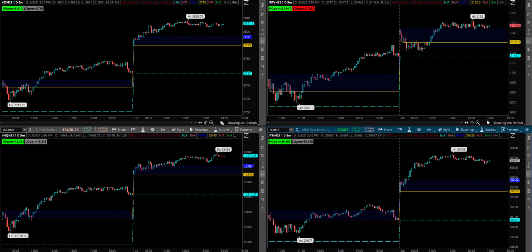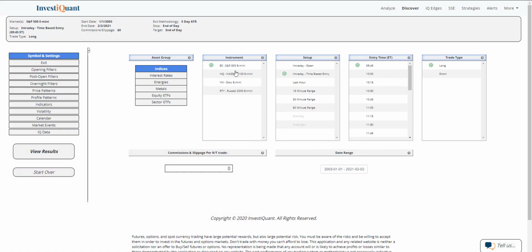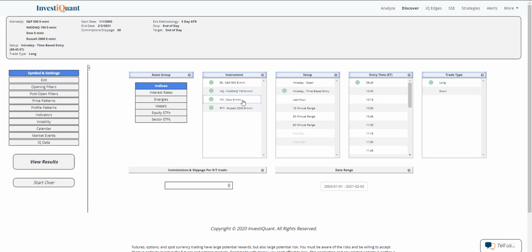But what I figured we would do is take a look at this pattern, see how it has developed as we approach the close this afternoon by testing it in Discover in all four instruments. So let me get this set up as an intraday time-based entry that gets long at 3 p.m. Eastern Time. It exits at the close.